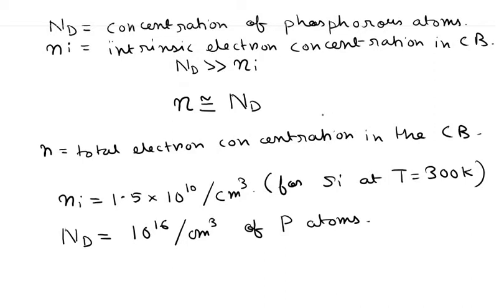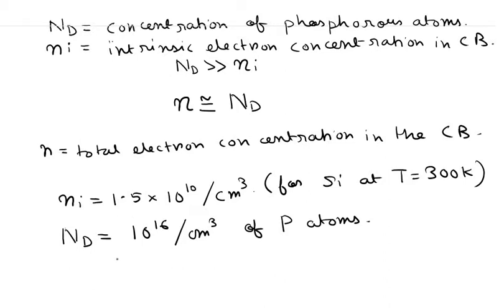Now, just as before, each of these phosphorus atoms is going to contribute approximately 1 electron to the conduction band. So, 10 to the power 16 per centimeter cube of phosphorus atoms is going to contribute 10 to the power 16 per centimeter cube electrons in the conduction band of silicon. But earlier, the intrinsic carrier concentration was 1.5 into 10 to the power 10.